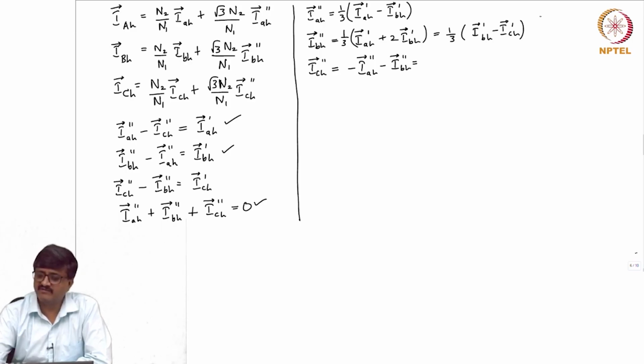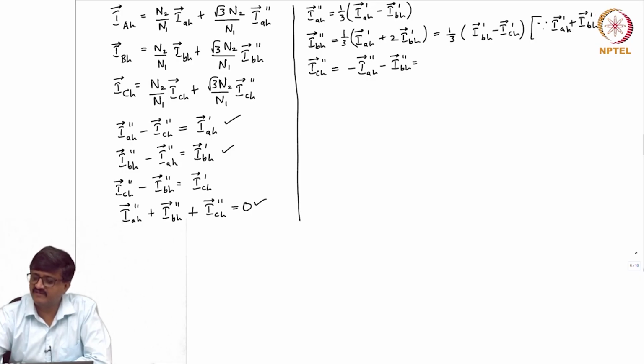Now this is because IAH prime plus IBH prime plus ICH prime, from the expressions for these currents, is equal to 0. So IAH prime plus IBH prime is minus ICH prime. So I can write this as 1 by 3 IBH prime minus ICH prime.